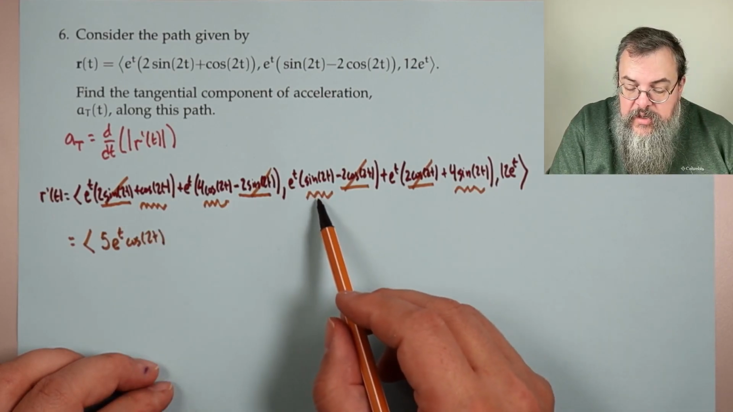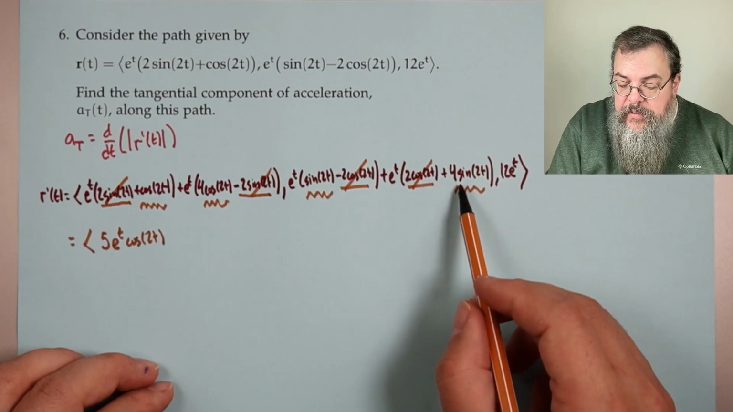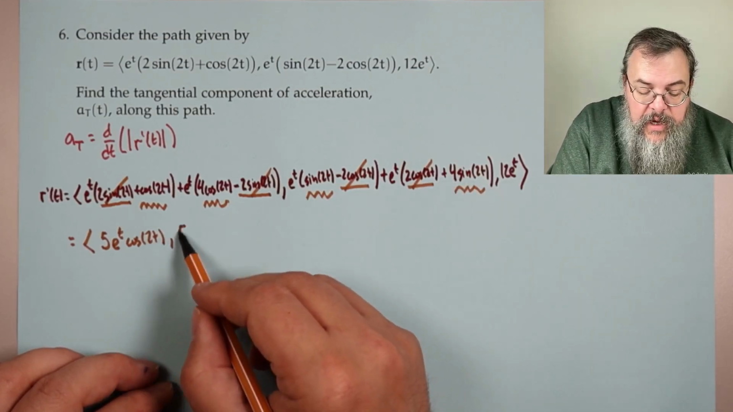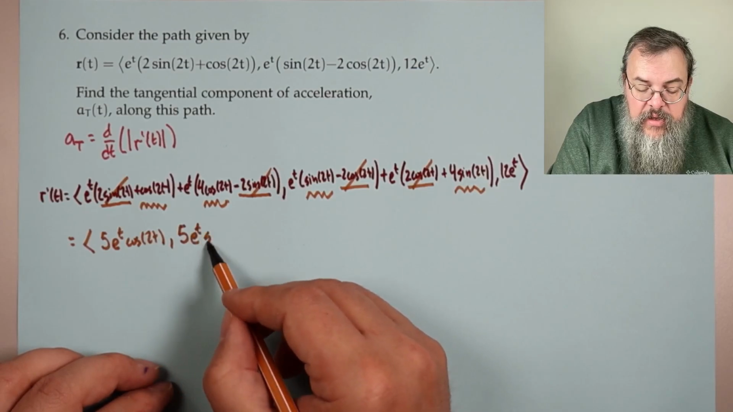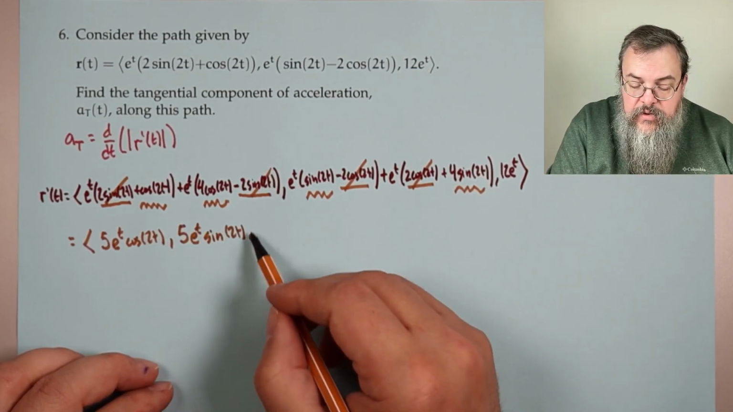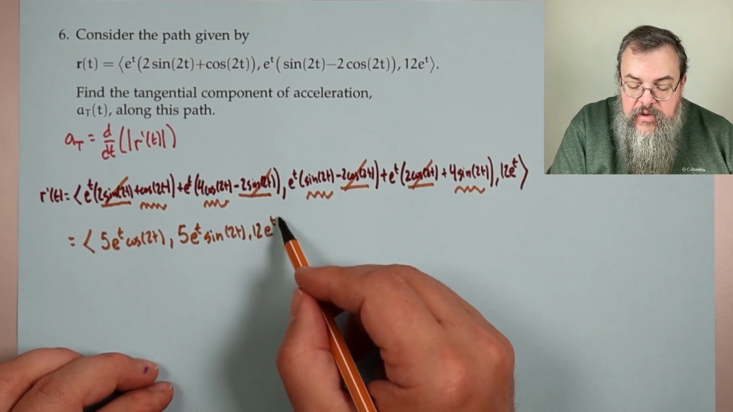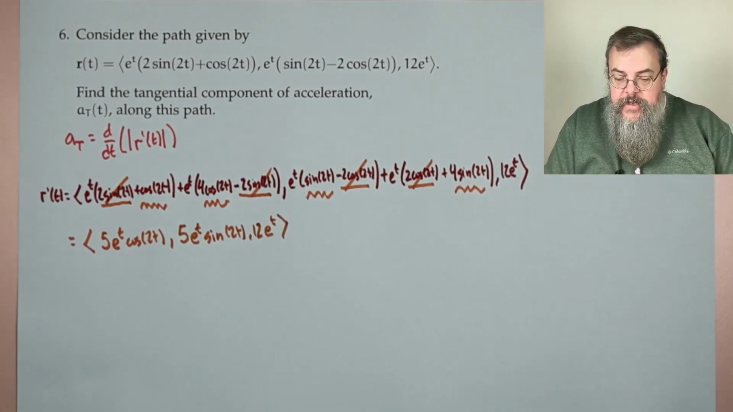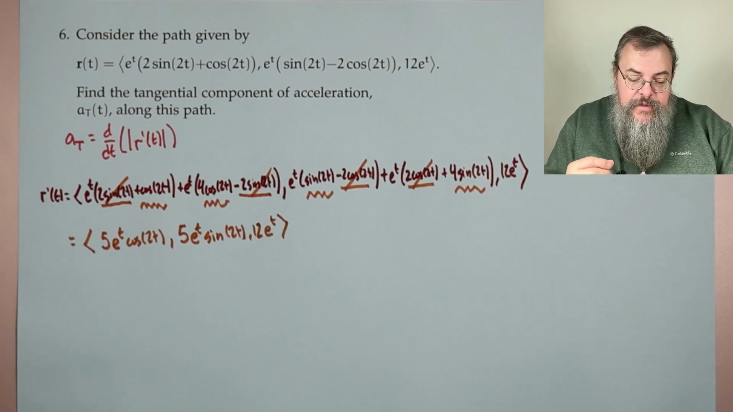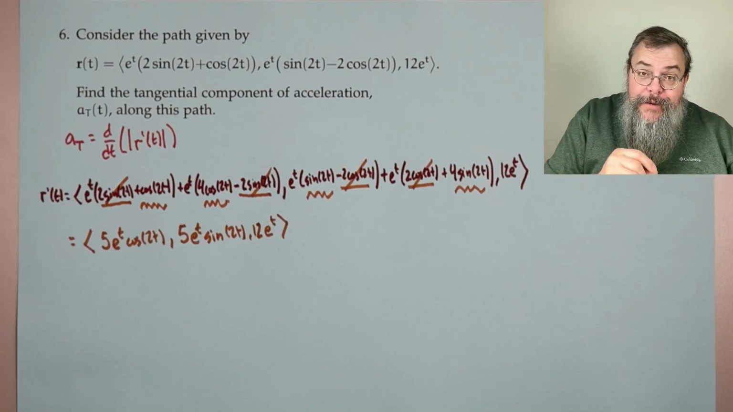Similarly, e to the t times 4 sine 2t, all right. And so that makes 5 e to the t sine of 2t. And then that 12 e to the t. All right, good, good. Now, that's about as simple as we can get in terms of r prime.